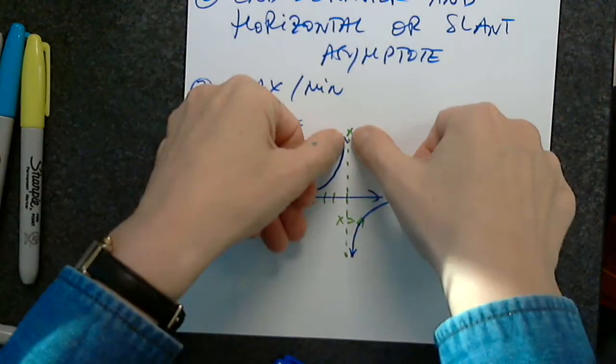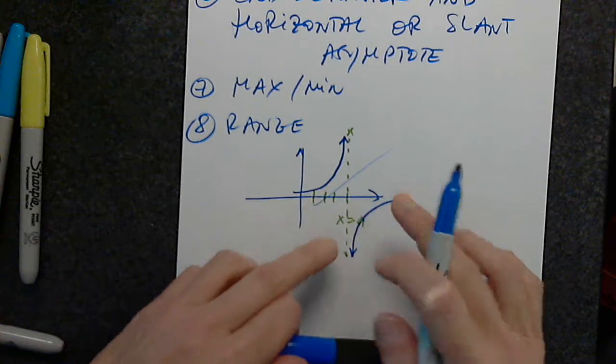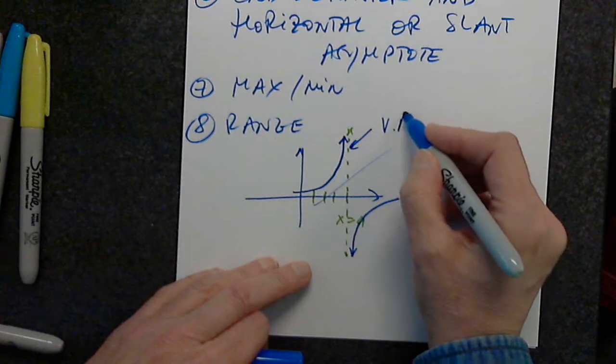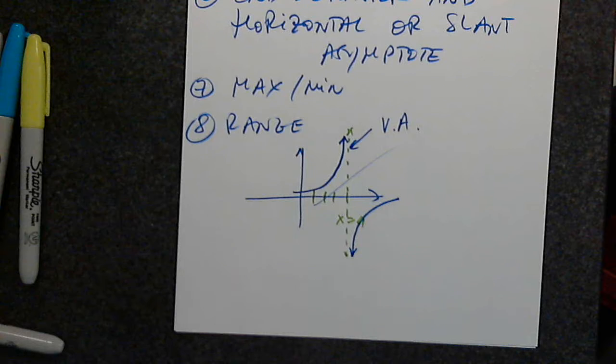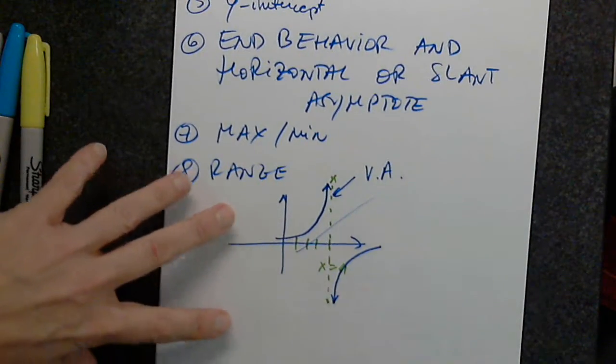Only because the function is undefined here. It will never, ever cross this line. This is what we call a vertical asymptote of the function. When the function is undefined and the behavior near the vertical asymptote is either positive infinity on both sides or negative infinity on both sides or opposites, that would be a vertical asymptote. And we'll discuss it in a minute for the function we have.